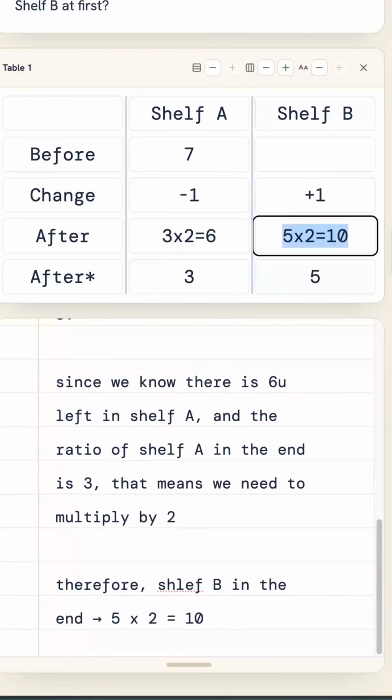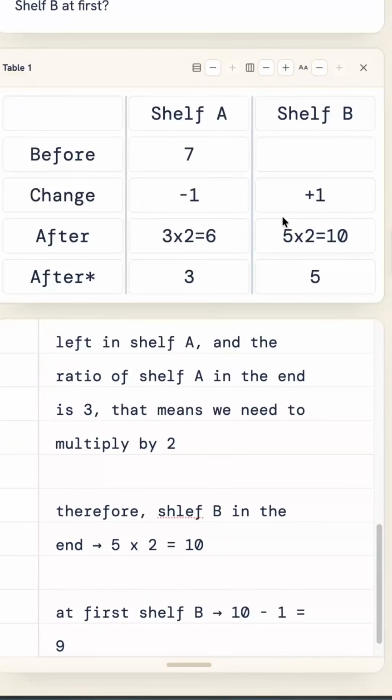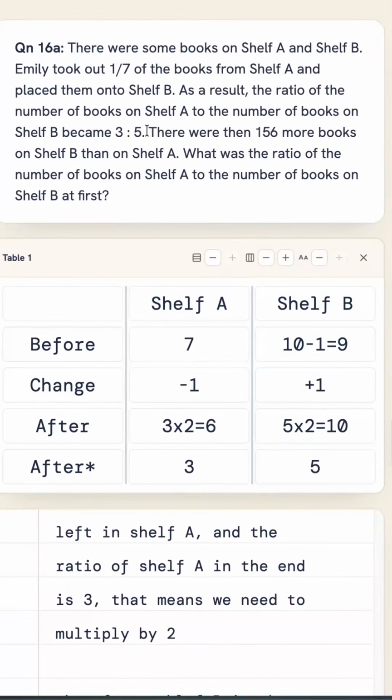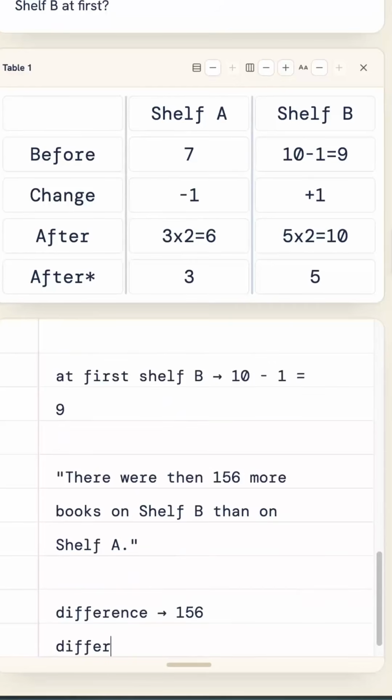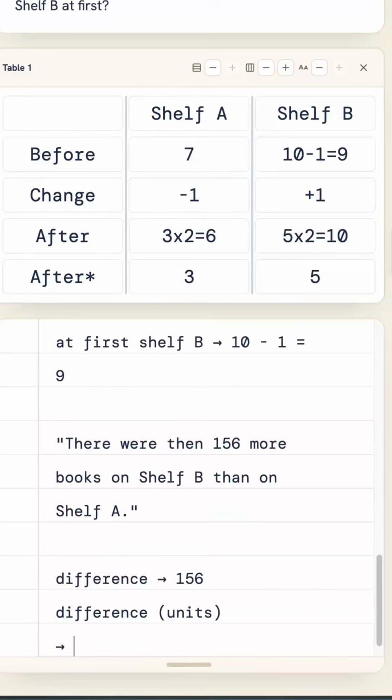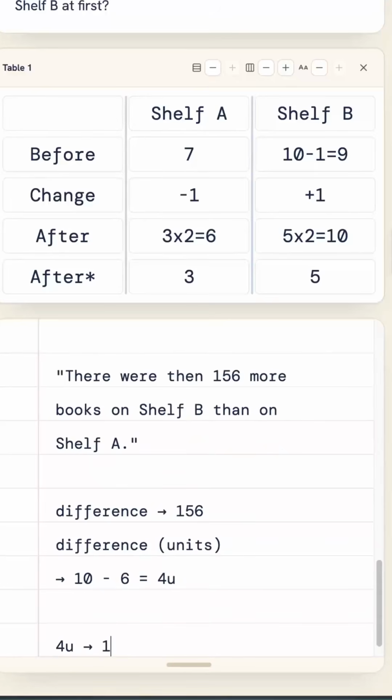Since we know this is 10, for shelf B, if we received 1 to get 10 in the end, that means at first it had 9. Or you can put 10 minus 1 is equal to 9. Now, from the question, there were 156 more books on shelf B than shelf A, which means the difference is equal to 156. And we know the difference in terms of units is 10 minus 6, which is 4 units. So that means 4 units is 156.